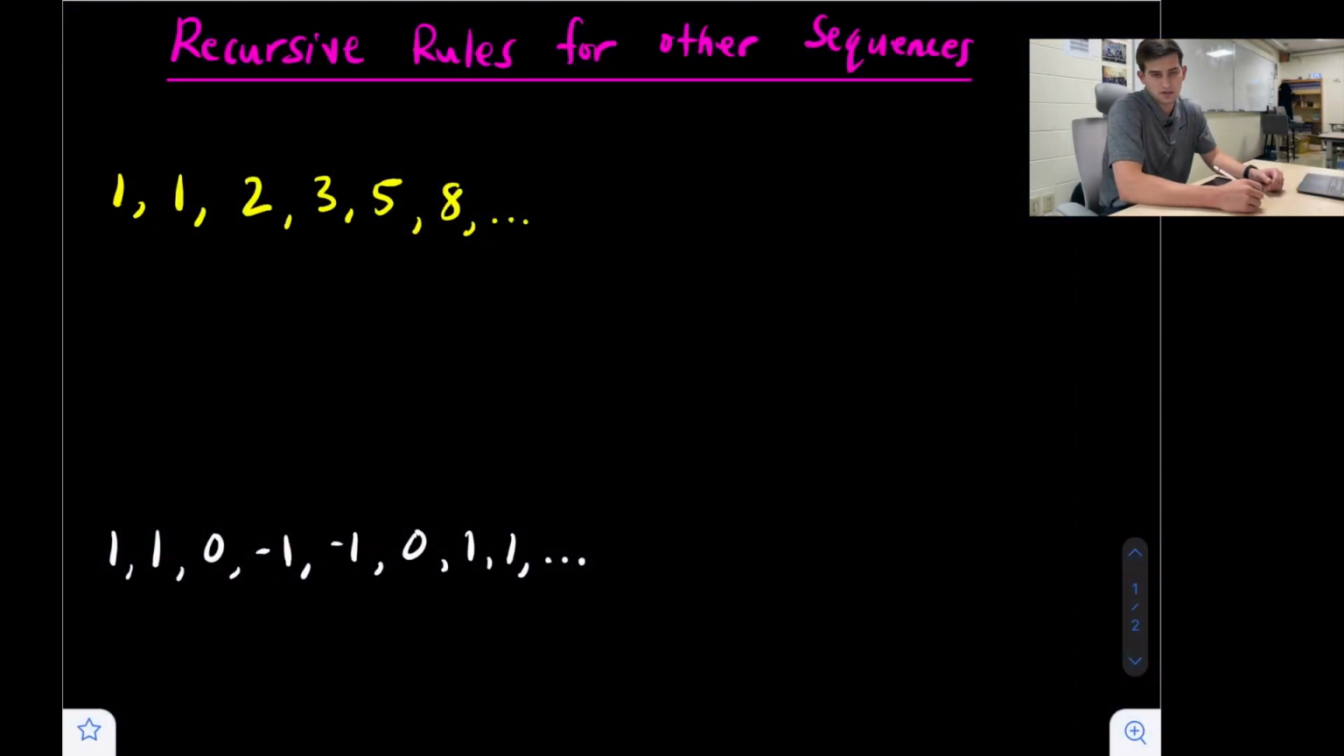Everyone. In this video, we're going to talk about how to write some recursive rules for other sequences besides arithmetic and geometric. We have a previous video on how to write a recursive rule for an arithmetic and a geometric sequence, so you can check that out in the top right-hand corner right now.